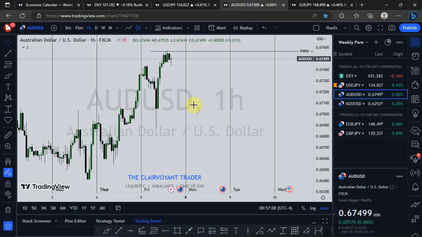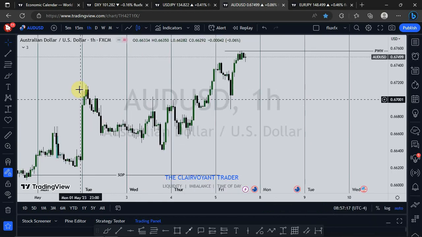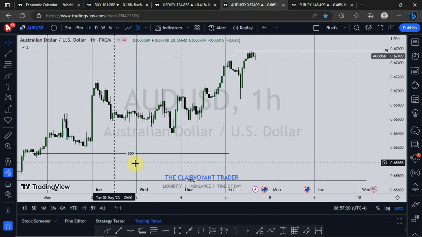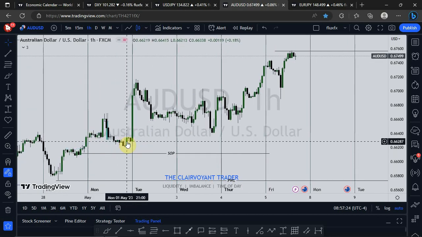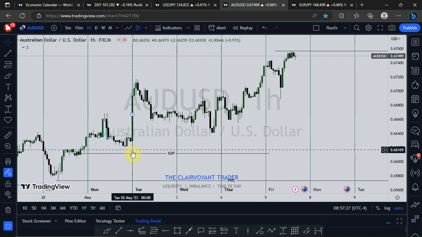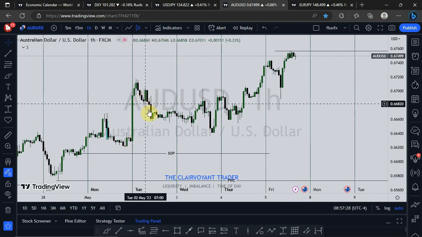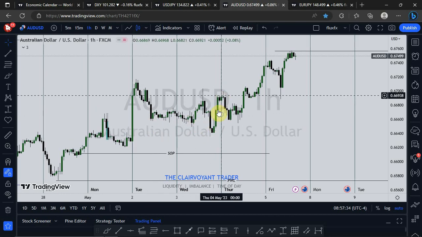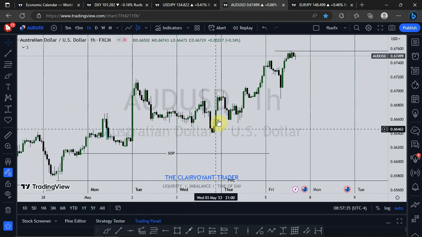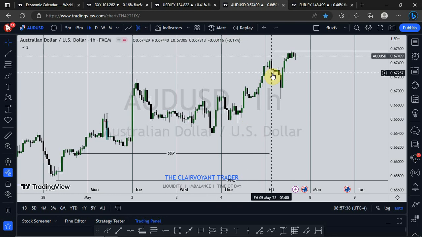Let's go to what's happening on AUD/USD. For AUD/USD, we had a bullish sentiment last week. On Monday, we saw price come down. Then on Tuesday, we had an impulse move. Then we saw price giving us a correction. Then we saw price moving to the upside. That is on Wednesday, Thursday, and Friday.